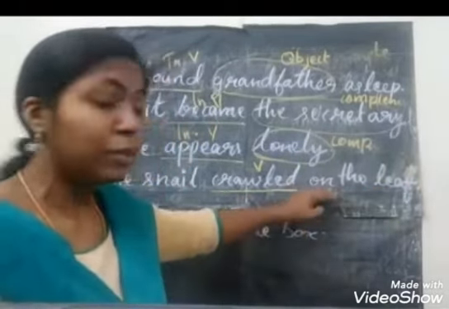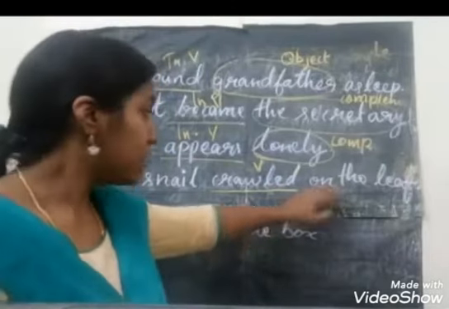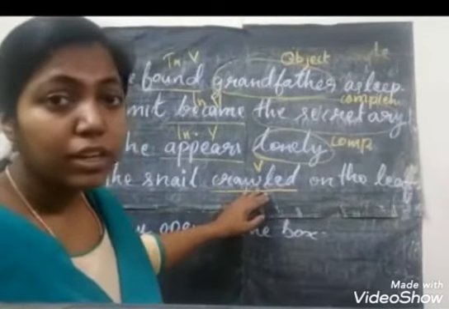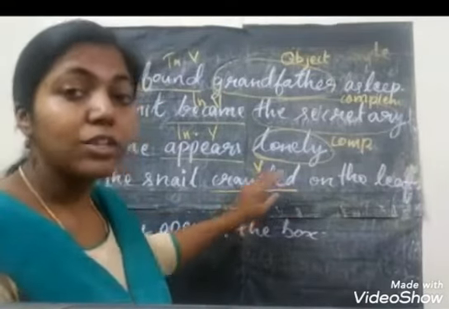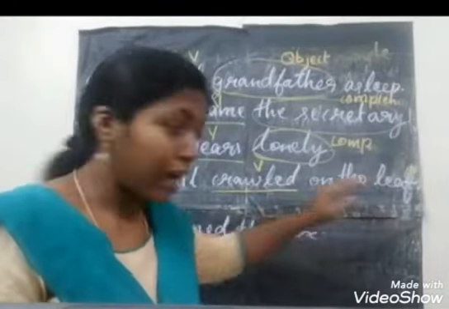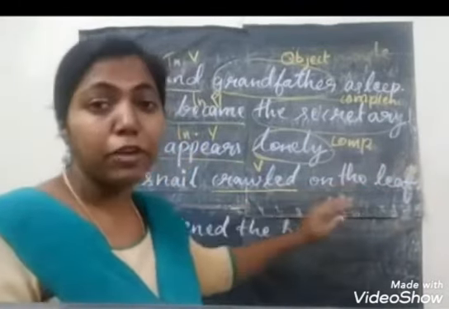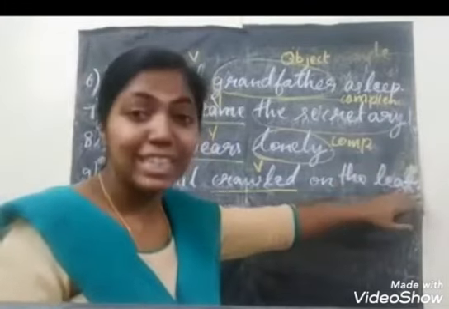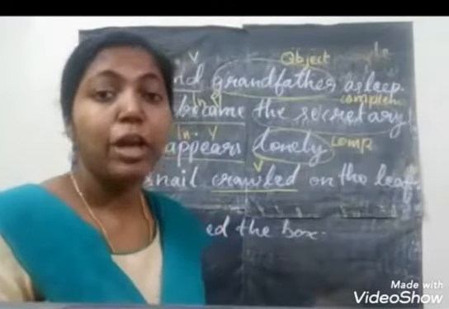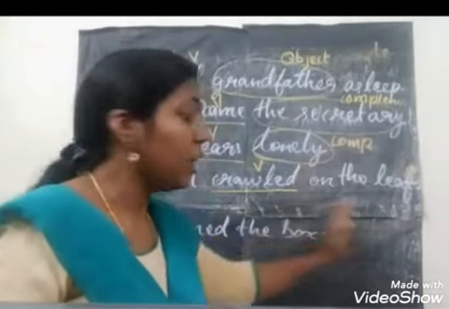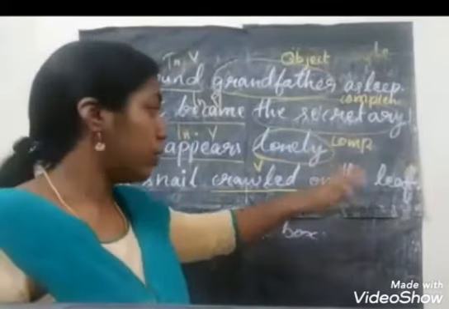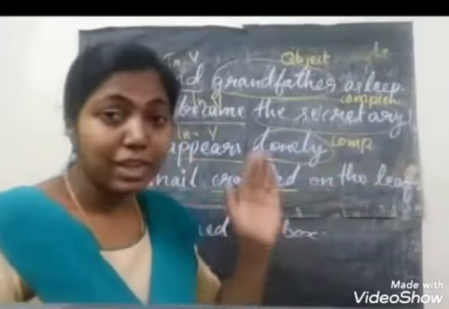Here, did you see the preposition? If you ask, crawled what? There is no answer. You can't get this answer. Your answer will be "on the leaf." So the word leaf cannot be considered an object here, because it belongs to the object of the preposition.